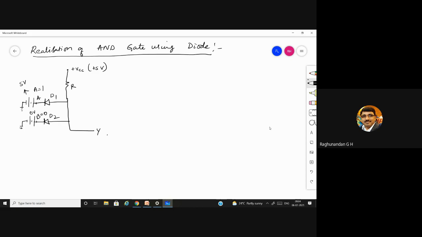That means this battery is at 5 volt and this is at 0 volt. Now let us see what happens. The positive terminal of the battery is connected to the negative terminal of the diode. Because of this, what happens to diode D1? It gets reverse biased.